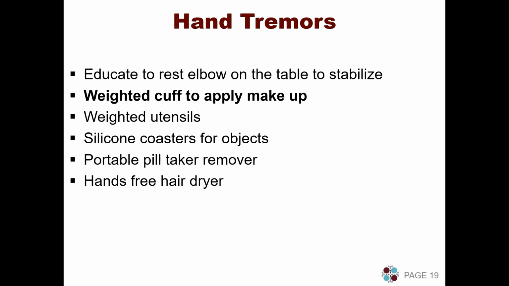Silicone coasters are available for pretty much all objects. You can apply silicone underneath, like the anti-skid silicone I'm talking about. You can apply that under anything, making it a lot more stable. And so if you would bump it or hit it, it's not as prone to falling over. A hands-free dryer is a great option because then you can just have the individual underneath the hair dryer, but they're not having to hold it manually and manipulate it as they're drying their hair.